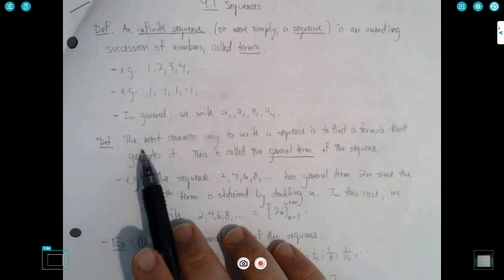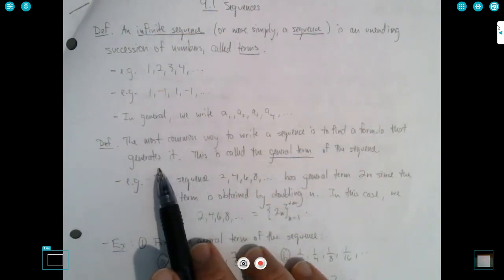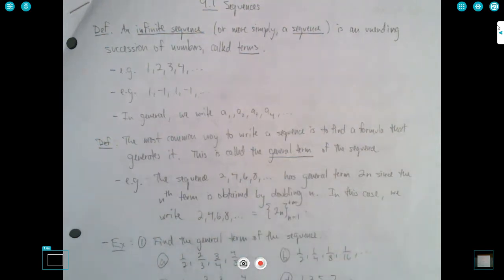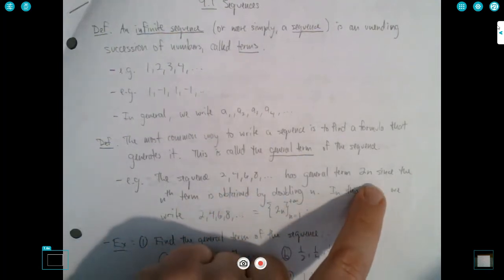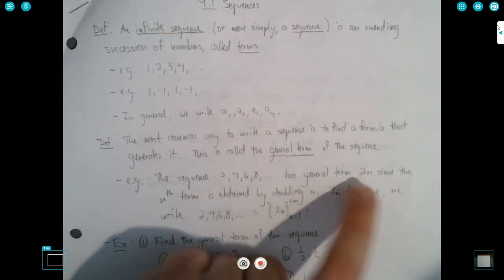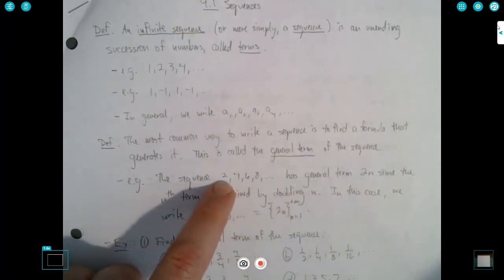And then the most common way to write a sequence is to find a formula that generates it. This is called the general term of the sequence. To give you an example, the sequence 2, 4, 6, 8 has general term 2n, since the nth term is obtained by doubling n. The first term is 2, so you double 1: 1 times 2 is 2.